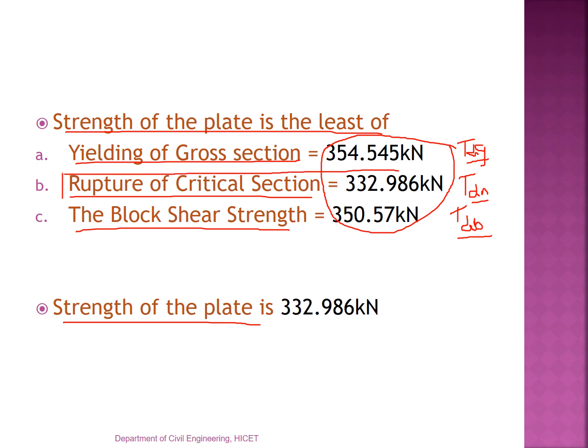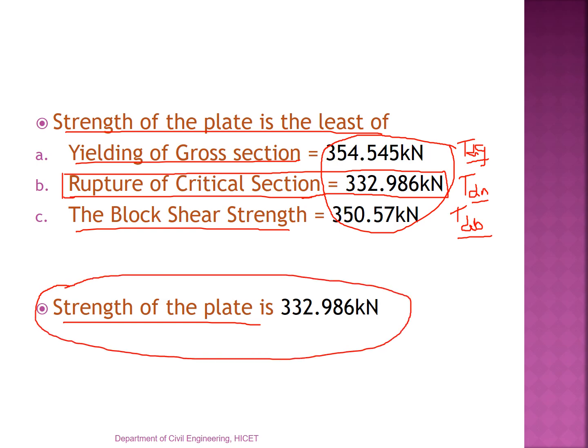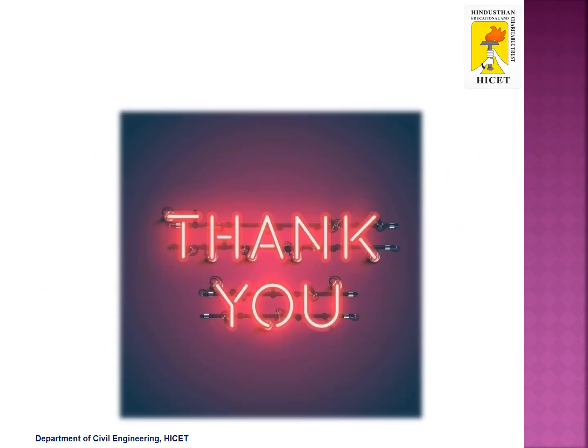Comparing these three values, the least is 332.986 kilonewton due to rupture of critical section. So the strength of the plate is 332.986 kilonewton, if the breadth of the plate is 130 mm, the thickness is 12 mm, the grade of steel plate is Fe410, and you are providing a 16 mm diameter bolt. This is the way to find the strength of your plate. Thank you.